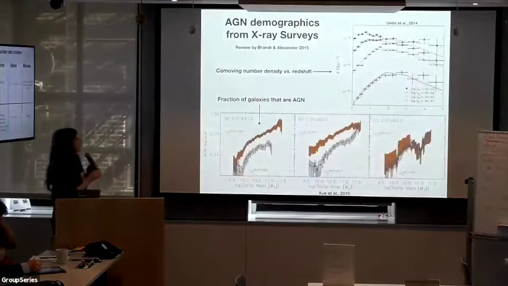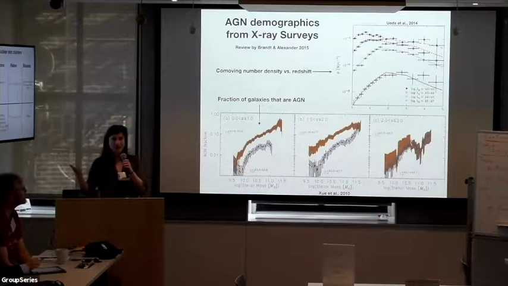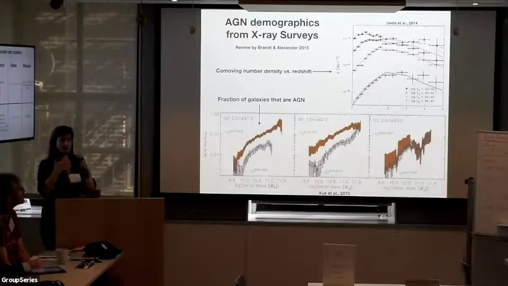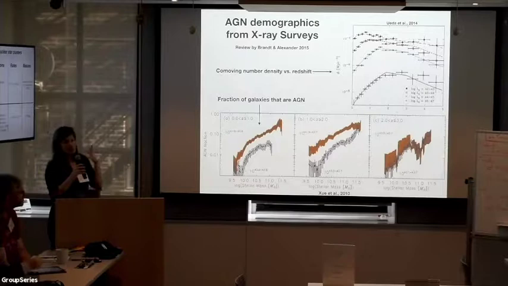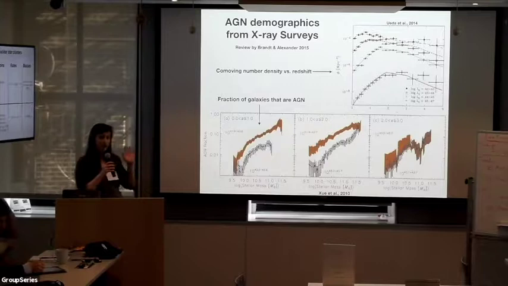So just a little bit first on AGN demographics through X-ray surveys. X-ray surveys are a really important way of understanding AGN because basically anything that shines above 10 to the 42 ergs per second in X-rays is going to be an AGN. You don't have to worry about host galaxy contamination. And if you're looking at hard X-ray surveys, you're mostly going to get a complete sample because you don't have to deal with obscuration effects.